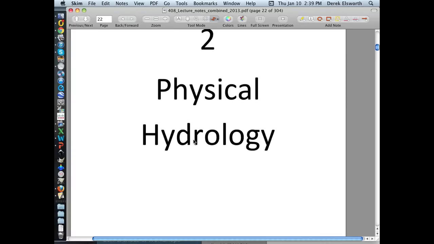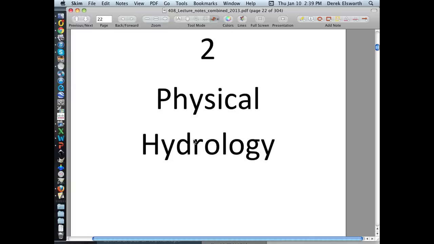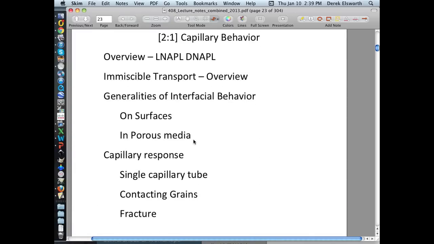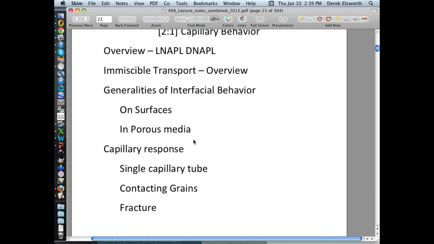All right. The first part of what we'll talk about in the class is physical hydrology. So we made the case last time. This is what we'll talk about today. We'll go through each of these things in sequence.